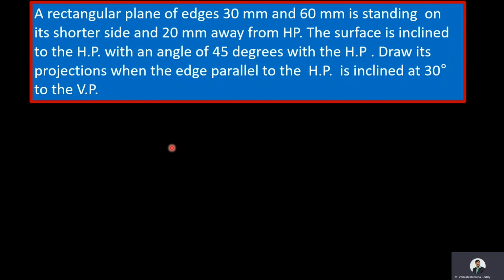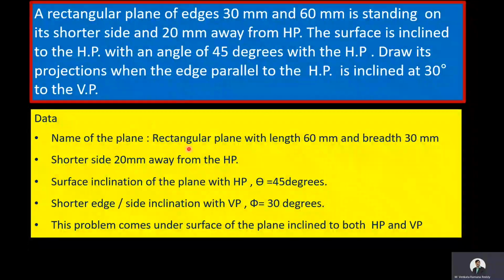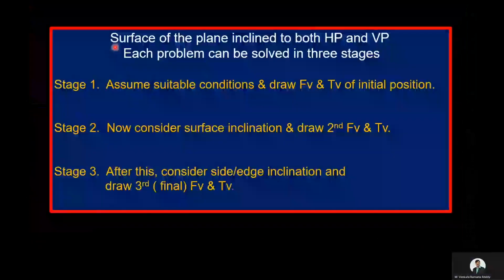Now we'll write the data. What is the name of the plane? It is a rectangular plane with length 60 mm and breadth 30 mm. Shorter side 20 mm away from the HP. Surface inclination of the plane with HP, that is theta, is equal to 45 degrees. Shorter edge inclination with VP, that is phi, is equal to 30 degrees. This problem comes under surface of the plane inclined to both HP and VP. Now we will see the detailed solution related to this problem.